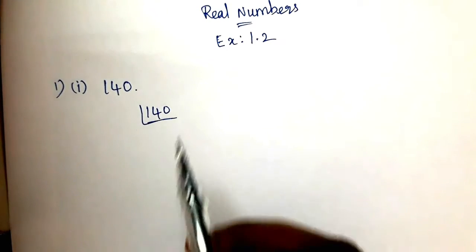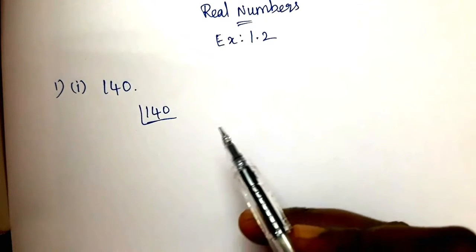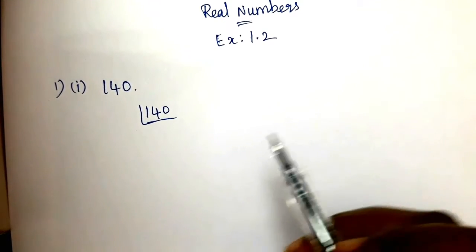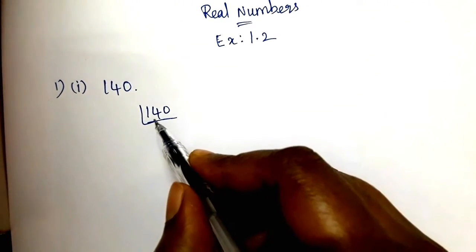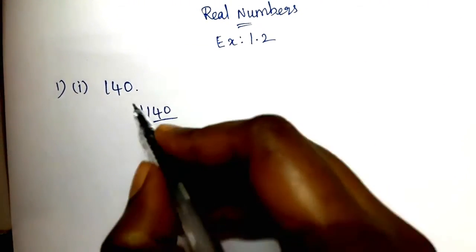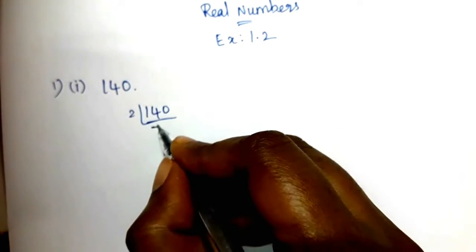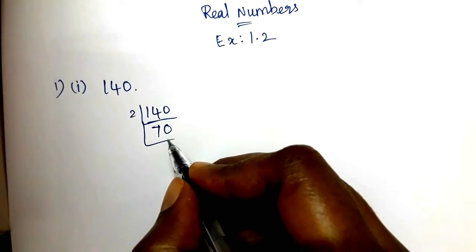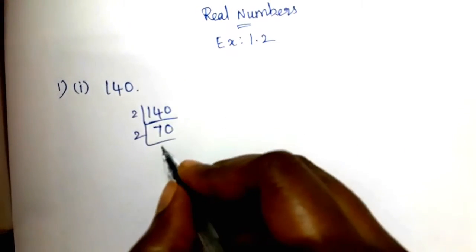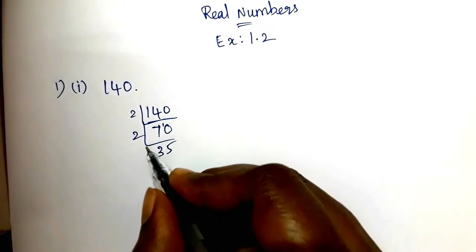Already we know that prime numbers start from 2 onwards, that is 2, 3, 5, 7, like that. Always we have to check from the least prime number onwards. Now this 140 is an even number, so it goes by 2. So we divide by 2: 7 2s are 14, here 0, put 0. Now again it is an even number, with 2: 3 2s are 6, balance 1, 5 2s are 10.